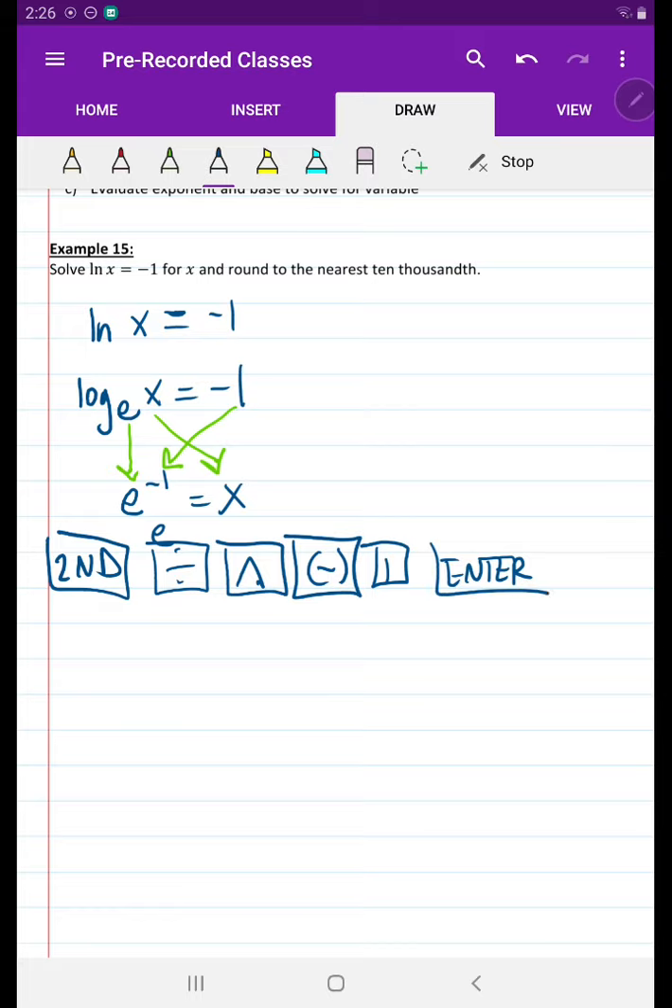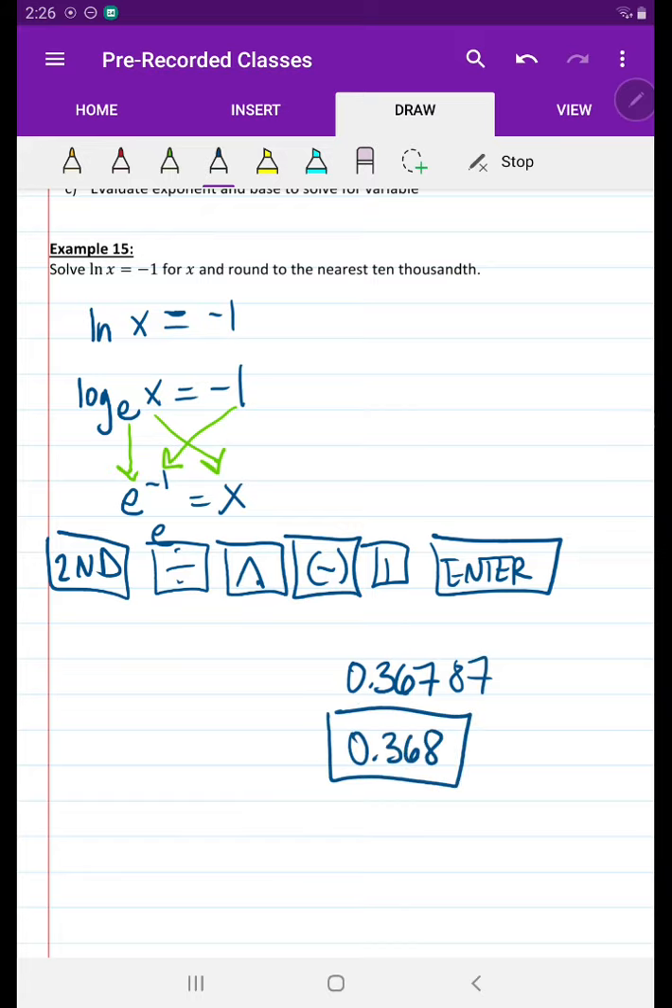And then enter. And then the answer that you should get, 0.367. And actually it's 0.3679, so we'll say 0.368. Yeah, 0.368. So that's probably the best way to round it and write your answer.